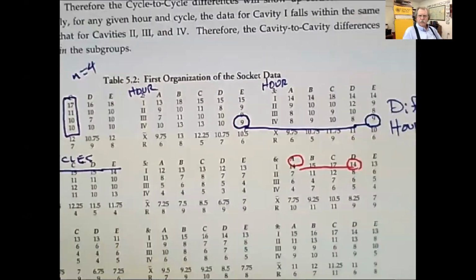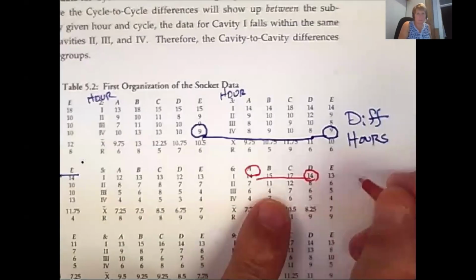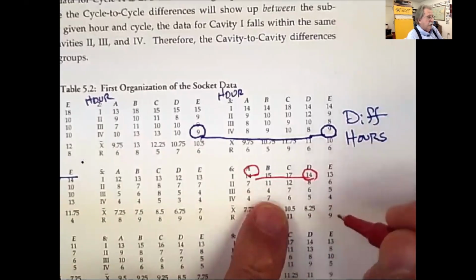The two numbers there that are 14, I just drew a circle across the top of it. But how do those two numbers differ in context? Same hour, different subgroups. Well, they're in context. Subgroups are not context.